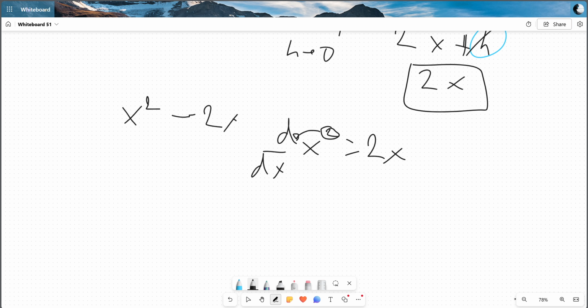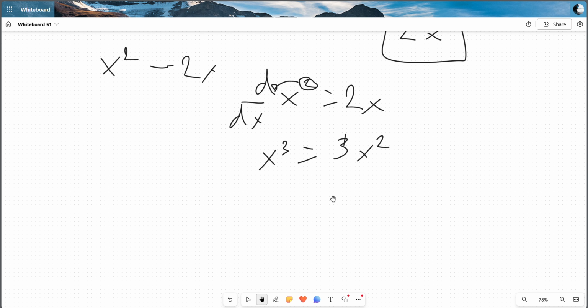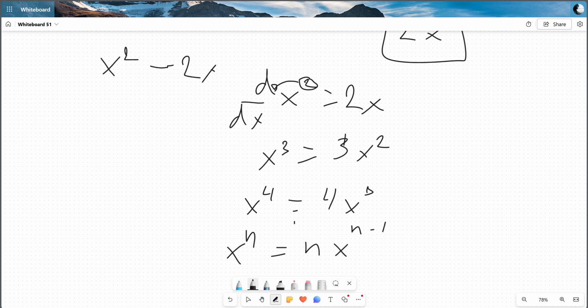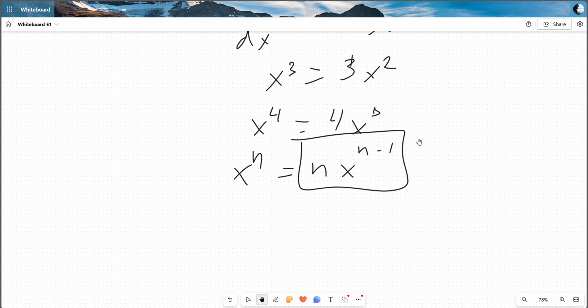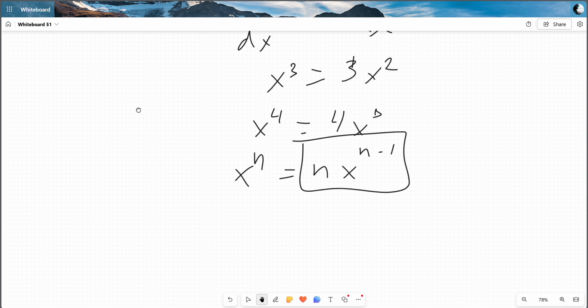Let's try to figure out what the derivative of x cubed is. You can do that on your own, but I'm just going to tell you right now, it's 3x squared. Let's see what the derivative of x to the fourth is. It's going to be equal to 4x cubed. So we're starting to see the pattern now. This is called the power rule. The derivative of x to the n equals n times x to the power of n minus 1. This is your power rule, and you're going to use this to figure out derivatives. You're going to use this a lot, so make sure you keep that in mind.